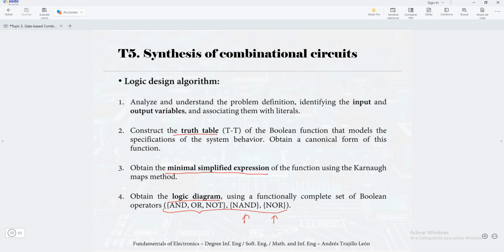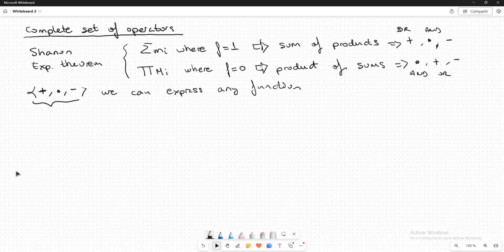So now we are going to see this. What happens with the NAND gate? Is the NAND gate a complete set of operators? To check it, we have to demonstrate that using NAND gates we can implement the logic sum, the logic product, and the negation. So we are going to check it. First, the negation using NAND gates. This is an inverter, this is the negation. Can we do this with NAND gates? Yes.